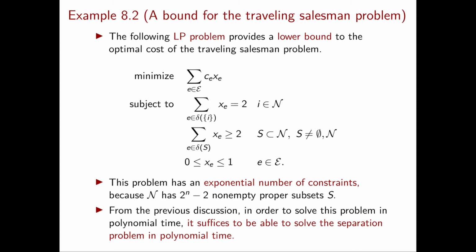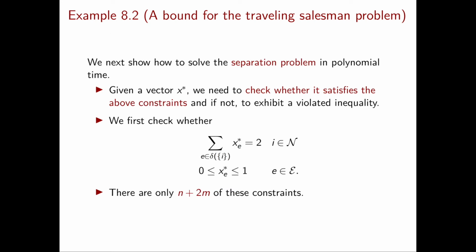From our previous discussion, if we are able to solve the separation problem in polynomial time, then we can also solve this linear programming problem in polynomial time. So we now show that the separation problem can be solved in polynomial time. What do we have to do in the separation problem? We are given a vector x star and we need to check if it is feasible. So we need to check if it satisfies all our constraints. If it doesn't, we also need to return a violated inequality.